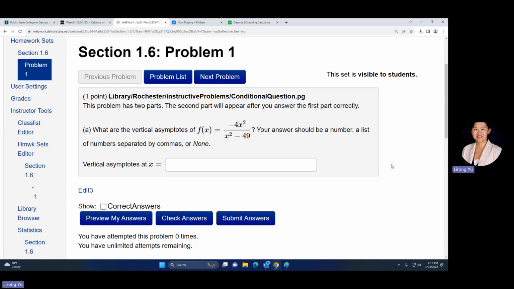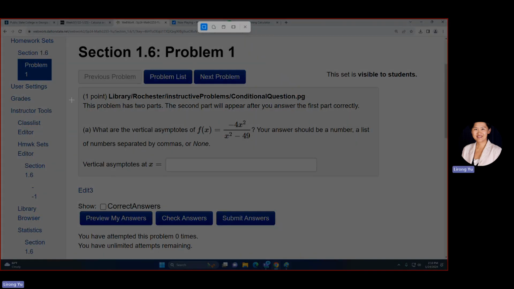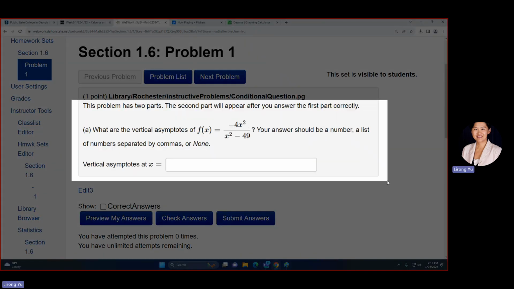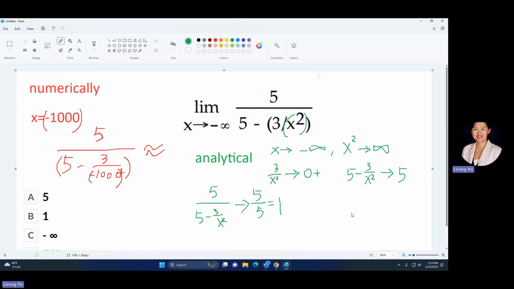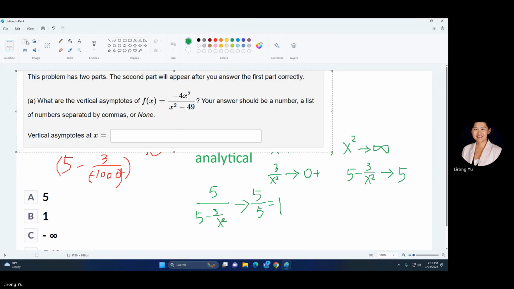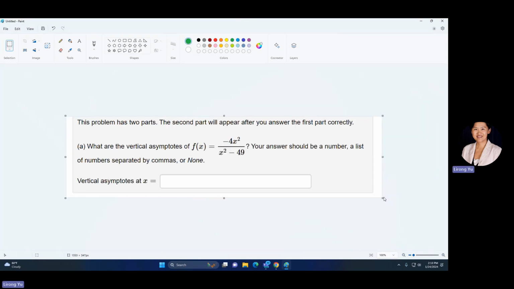So it says, what is the vertical asymptote of the function? A vertical asymptote is like an invisible line that separates your graph into pieces. So if you draw the picture of that, you can easily see the vertical asymptote. But if you want to go by analytically, let's analyze the denominator.